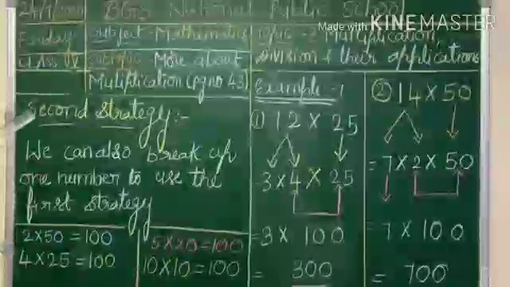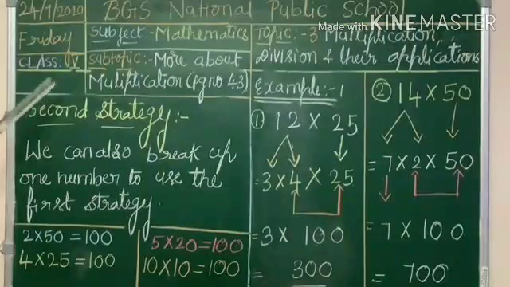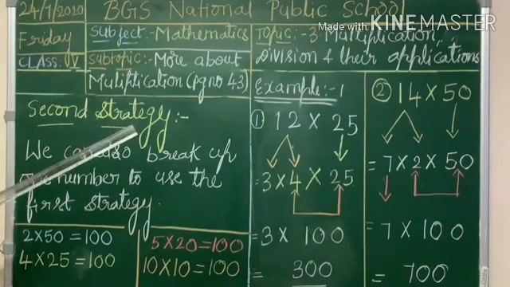Yes, children. Now we are going to learn about the second strategy. You are familiar with the first strategy now, right? Now you will learn about the second strategy. What is the second strategy? The first strategy will be applicable if you have 3 numbers multiplication, okay? But this second strategy is applicable when you have 2 number multiplication, and we will learn everything in detail, children.